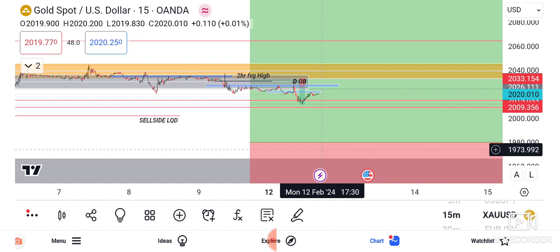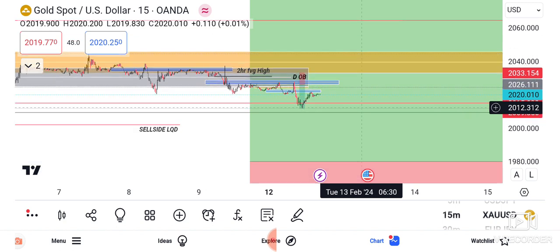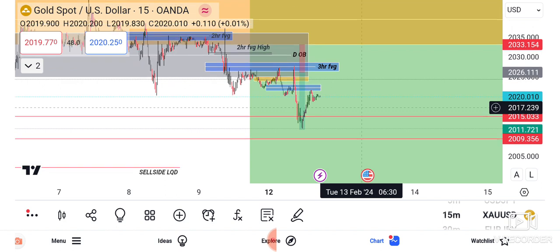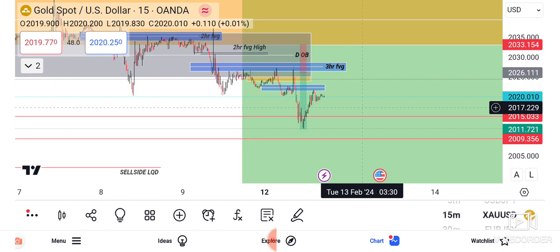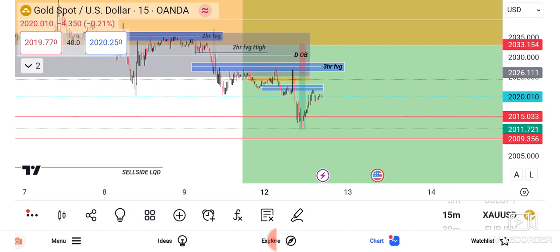So tomorrow we'll be having CPI, which I don't think I'll be trading. I'll be looking for opportunities after the CPI news, because it will be really volatile, and I don't want to be in that kind of trade, right?